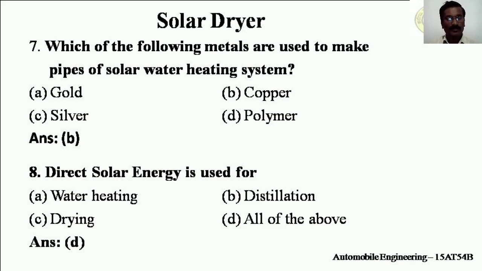Question number 8. Direct solar energy is used for. First one is water heating, B distillation, C drying, D all of the above. So direct solar energy is used for water heating, distillation purpose, and drying purpose also. So these three answers are correct. That means D, all of them are correct.